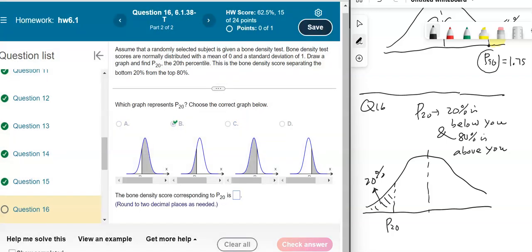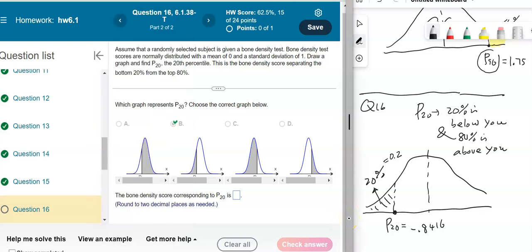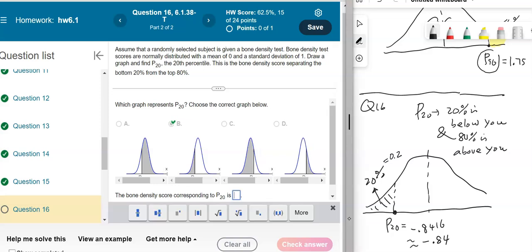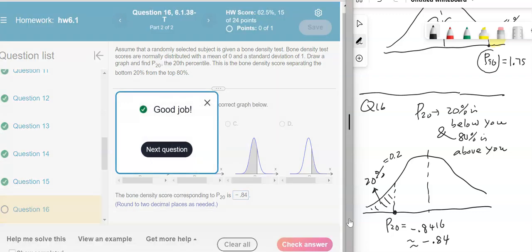Okay, and then what is then P20? You gotta put, this is same as 0.2, right? So go to second bar, inverse norm. All you have to do is 0.2. Very simple. So negative 0.841. So this point is P20 is negative 0.8416. Then when you round to two decimal, negative 0.84. So make sure you put negative 0.84. Okay.